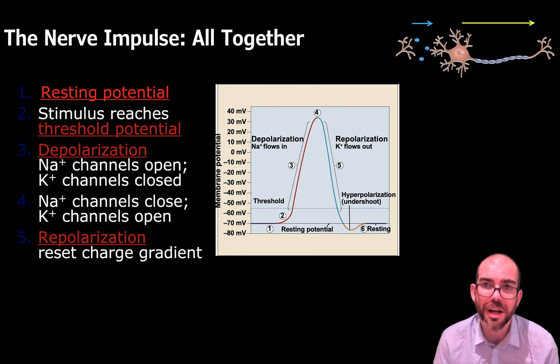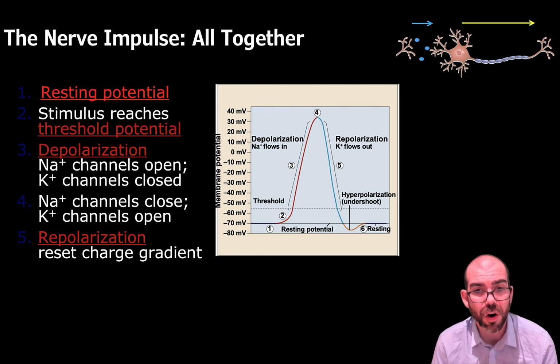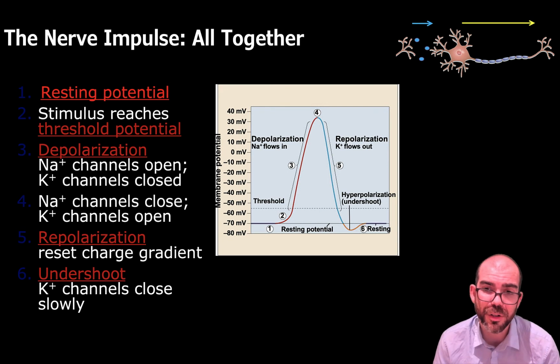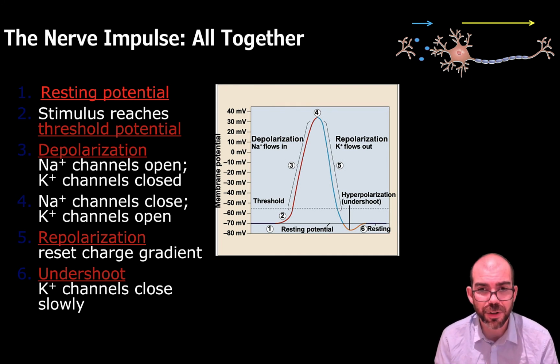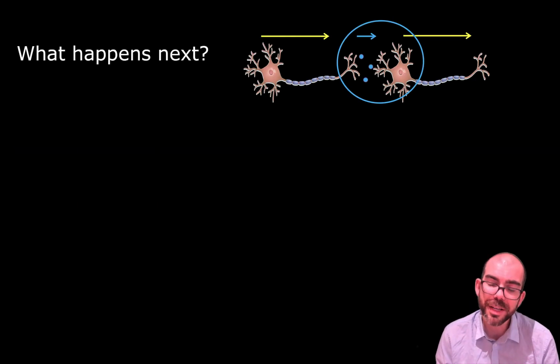We go back to positive on the outside, negative on the inside, but our concentrations are off. So to reset our concentrations at the undershoot, we have the slow closing of gates and we have sodium-potassium pumps using ATP to pump these ions against their concentration gradients so we can set the dominoes back up and return to rest. So what's going to happen next?